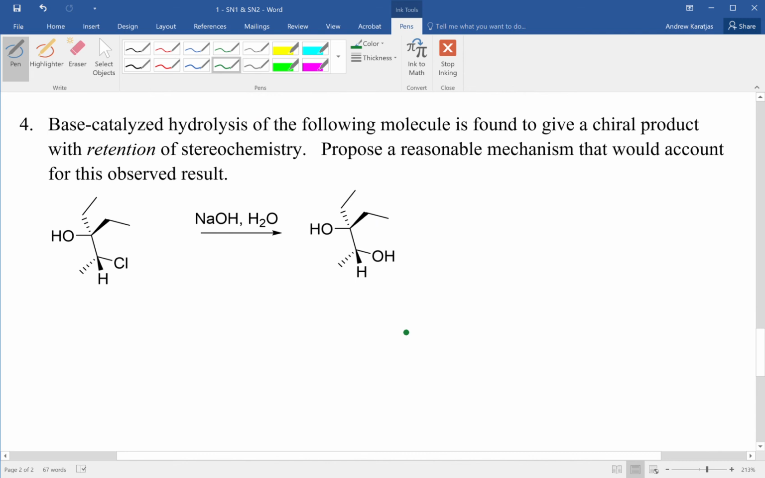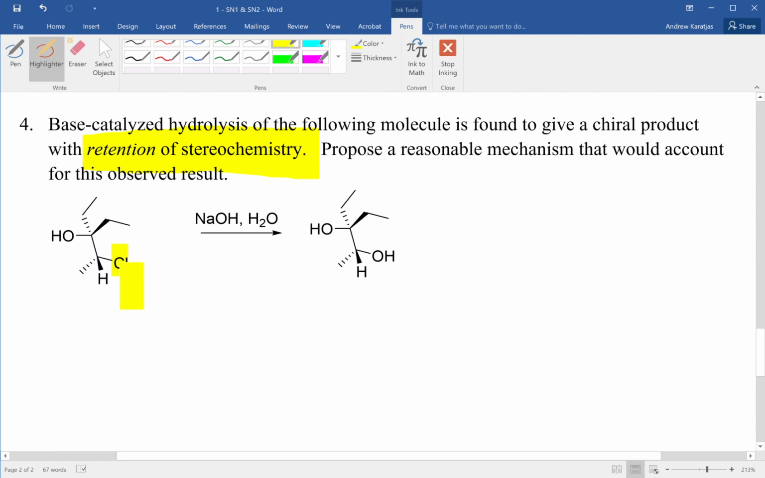All right, our final question here is actually a fairly difficult one. So we've said that in an SN2 reaction, we get inversion of configuration, and that in an SN1 reaction, we get generally racemization. But this reaction is giving us retention of stereochemistry. So you can see here, this chlorine has been replaced by a hydroxide, but the stereochemistry hasn't changed at all.